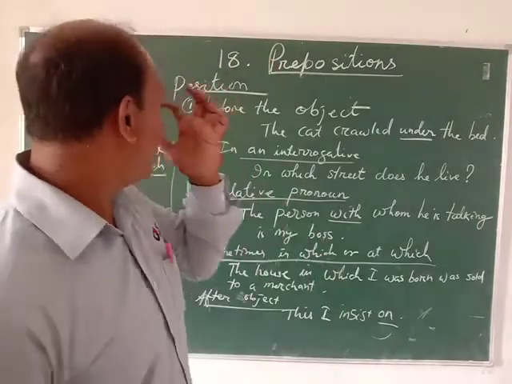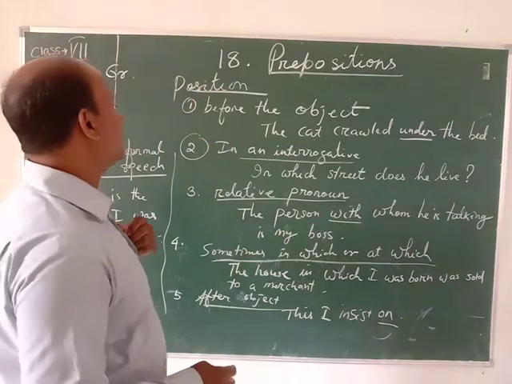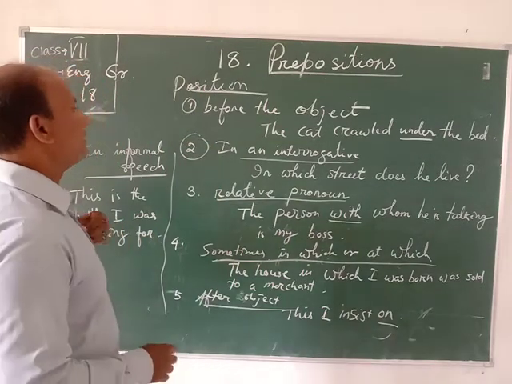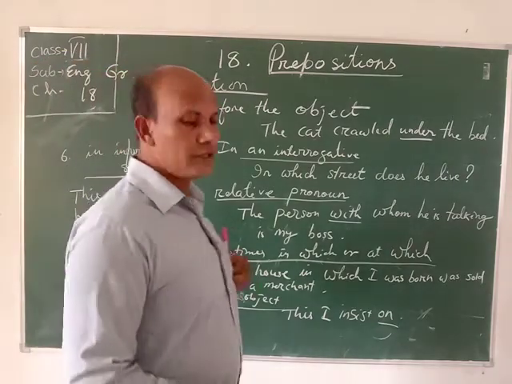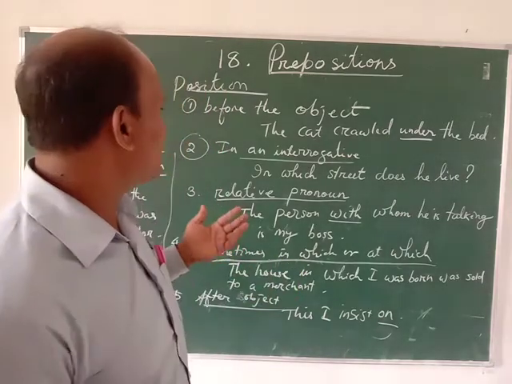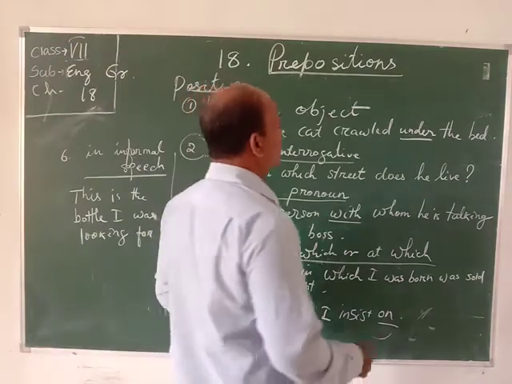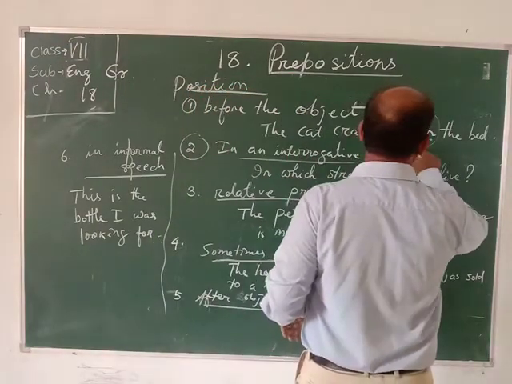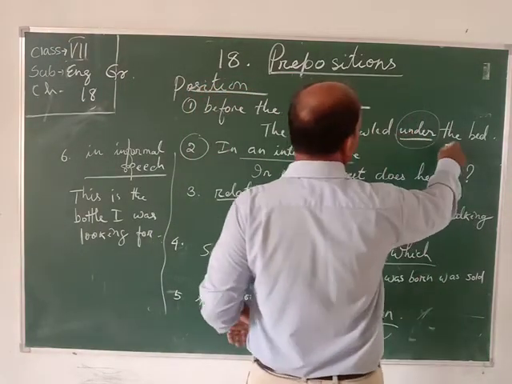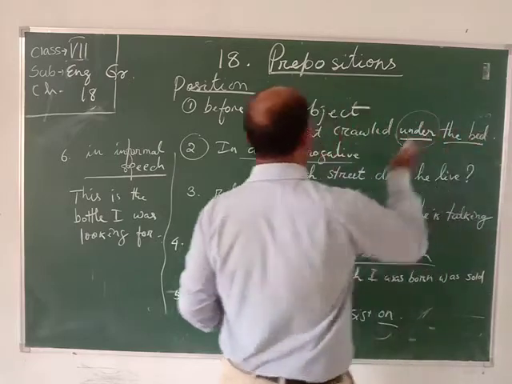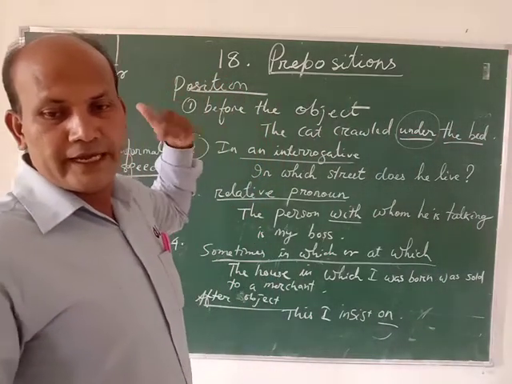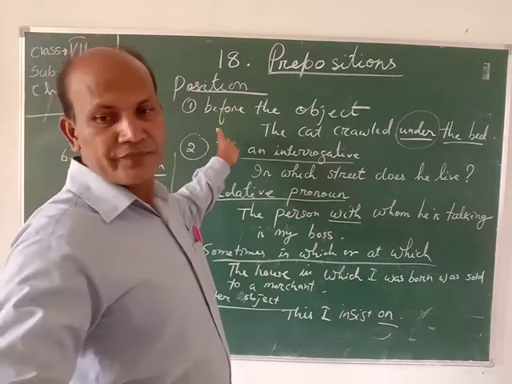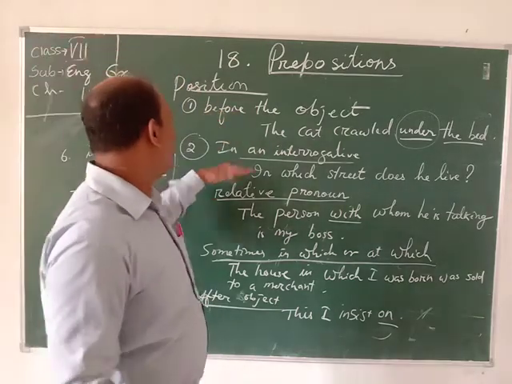Now students, let's discuss the position of prepositions. We first discuss the point: before the object. Before the object, how the preposition is used. The cat crawled under the bed. Under the bed, before the object. Bed, the object is a bed. Young Hindu gave the hair band to Rashmi. Okay, this also is used before the object.